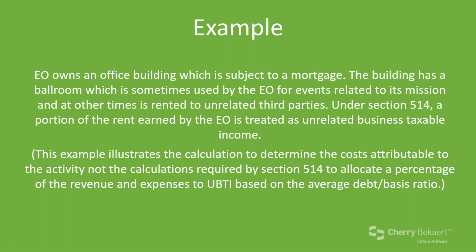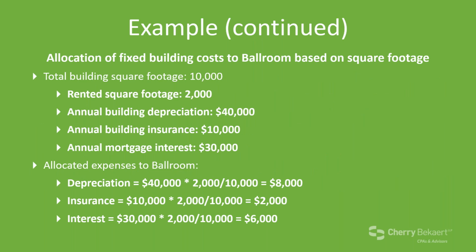So let's walk through an example. In this example, the exempt organization owns an office building, which has a mortgage on it. So let's assume the income is debt financed property income. And what is rented out is the ballroom that the organization sometimes uses in their exempt activities, and sometimes it's rented out. So our example is not going to talk about the debt financed ratio that has to be applied. It's really focused on how do we allocate expenses related to the ballroom unrelated income.